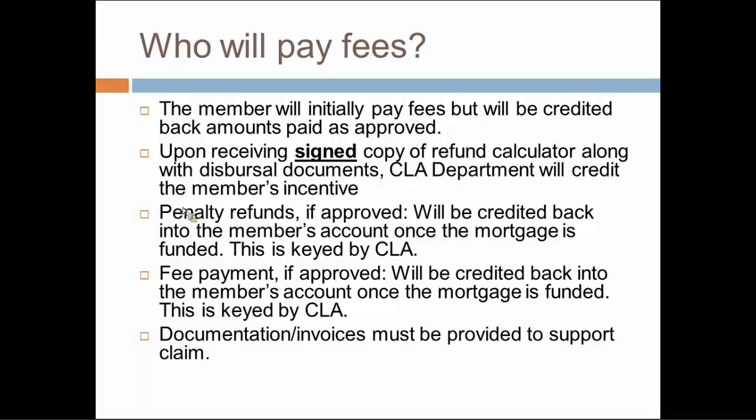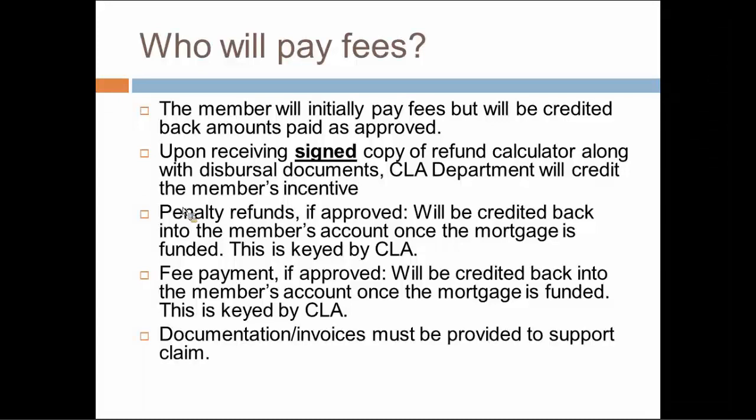So upon receiving a signed copy of this approval, the email approval that contains it in the body of the email, a copy of the refund calculator along with your dispersal documents, CLA department will credit the member's incentive once the mortgage is funded. So once the mortgage is funded, that's when the fees will be credited back into the account. Penalty fees if approved will also be credited back into the member's account once the mortgage is funded, and that is keyed by CLA again. Fee payment if approved will be credited back into the member's account once the mortgage is funded. That's keyed by CLA once again.